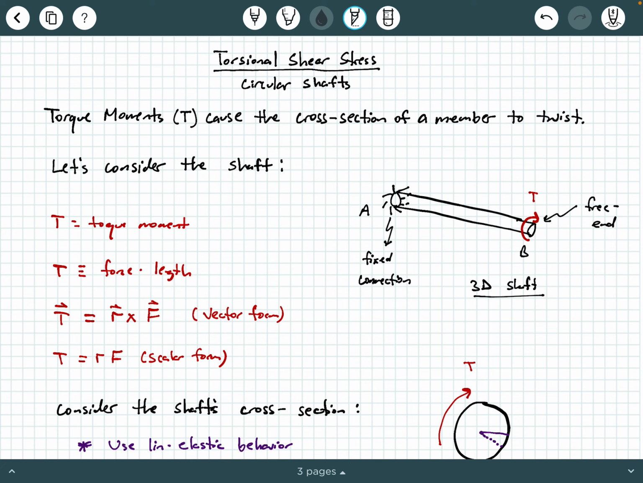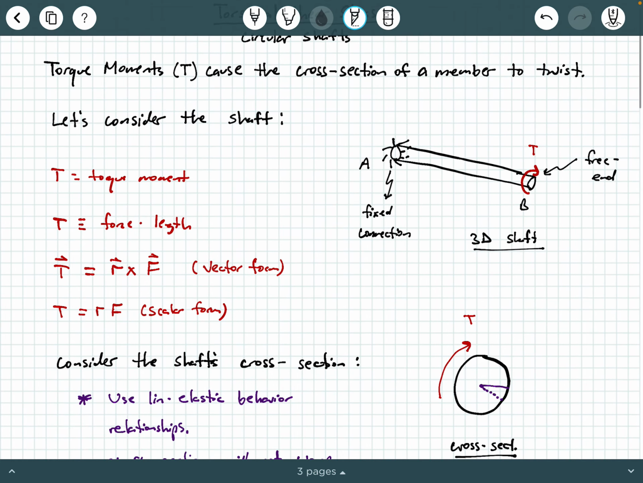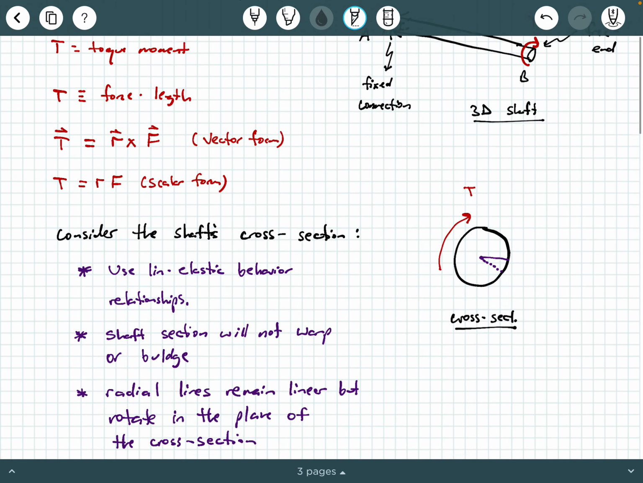In vector form, we can write that as a vector equation, T vector equals R cross F. So if maybe you're thinking from a statics perspective using the cross product, you can write that in vector form like that. In scalar form, you can just take a radial distance multiplied by a force F. Okay, so let's consider, that's how you can express T if you have a force times a radial distance of some sort. So let's consider this shaft figure right here.